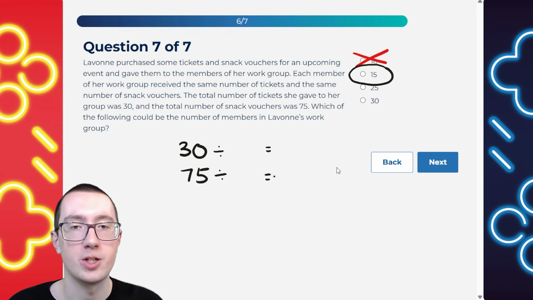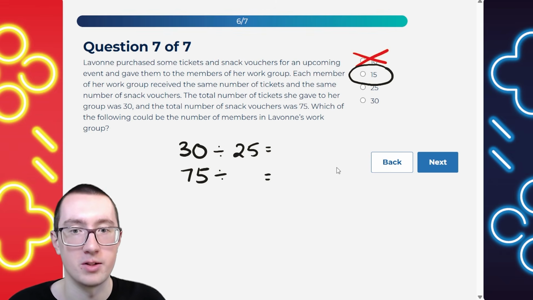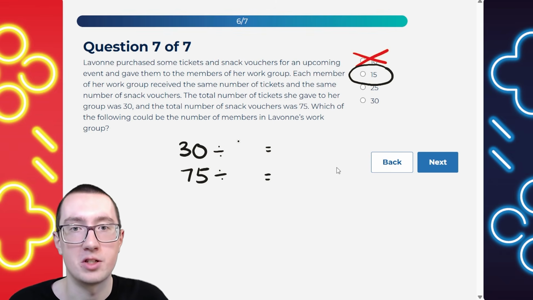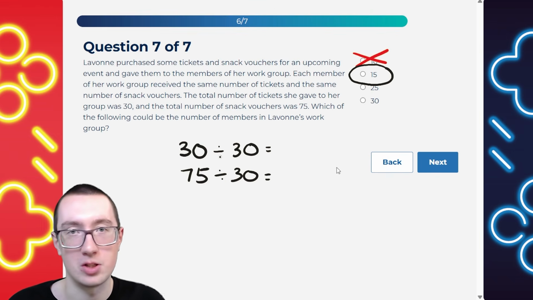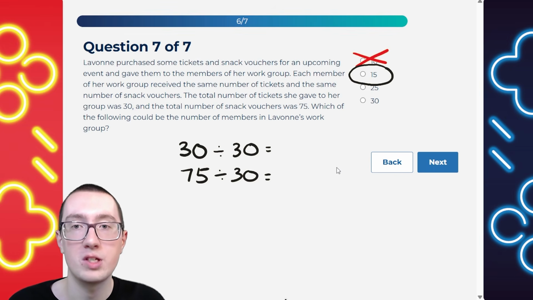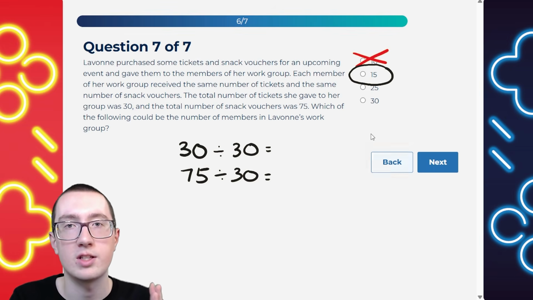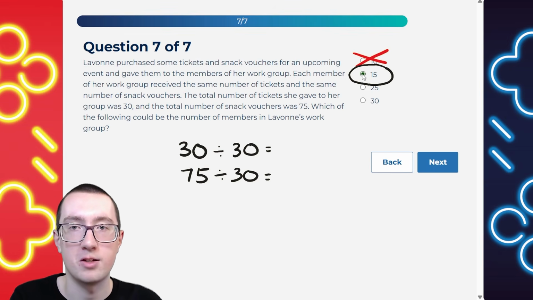And if we want, we can just double check the other answers. With 25, you wouldn't be able to divide the tickets evenly, because 25 of them are going to get 1 ticket, and then you have 5 extra ones, and what are you going to do with those? And then 30 wouldn't work either, because you could divide the tickets evenly, each one would get 1, but for the vouchers, each person is going to get 2, that's going to make 60, and then you have 15 extra that you have to pass out. So only 15 is going to work here. So the answer to our question is going to be 15.